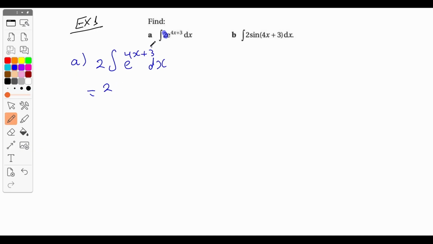So the integral of this is what? As we said before, what is the integral of e to the ax dx? The answer is 1 over a e to the ax plus c. We have to use this identity. So we say 2 multiplied by 1 over 4.